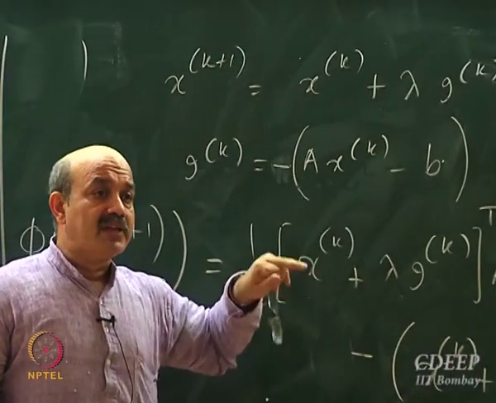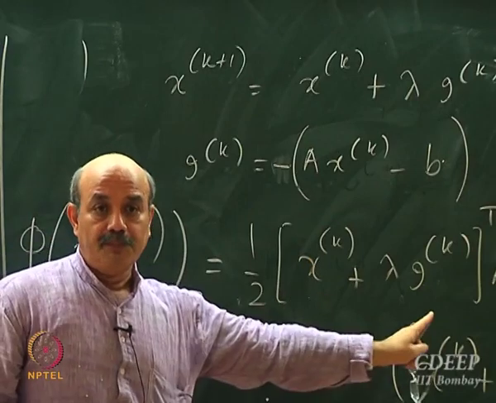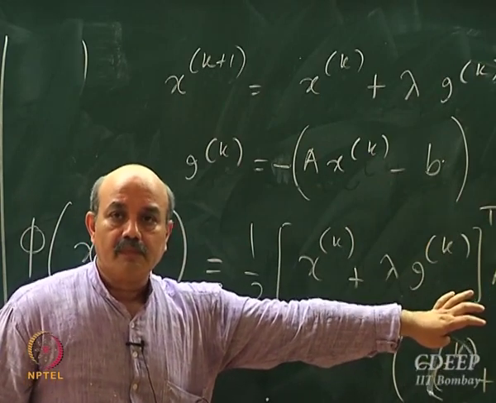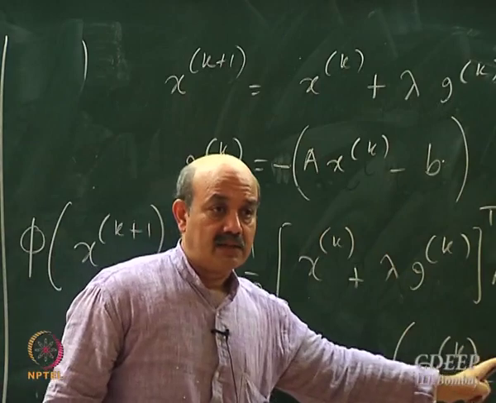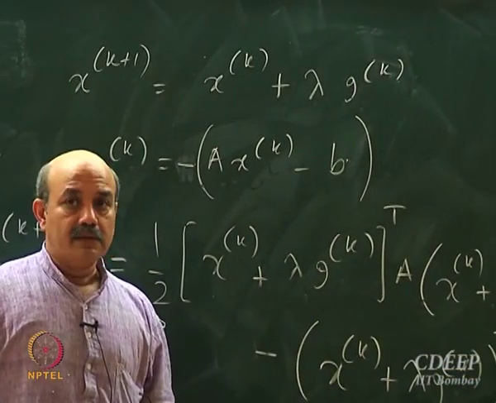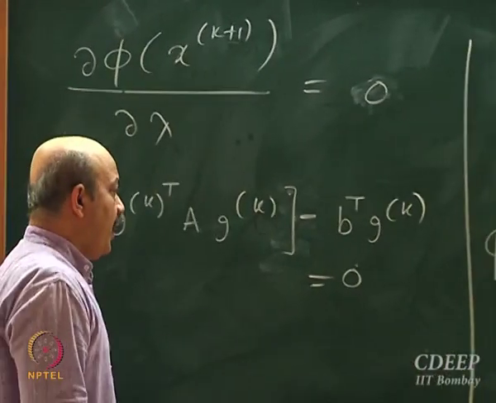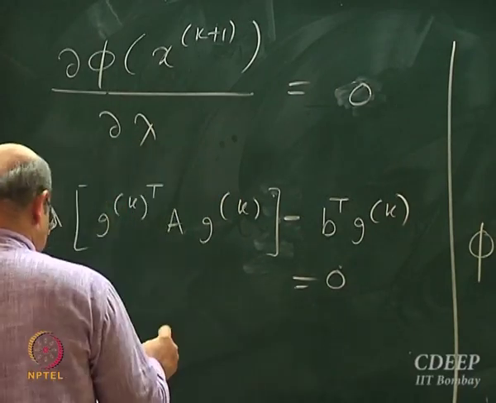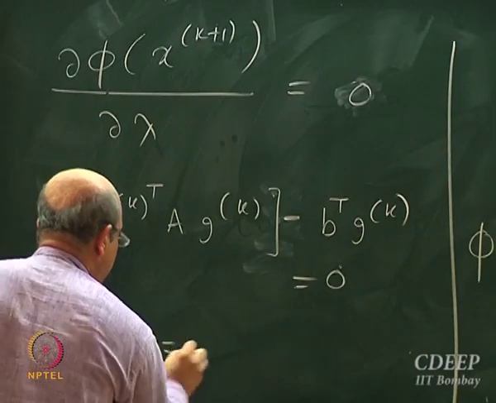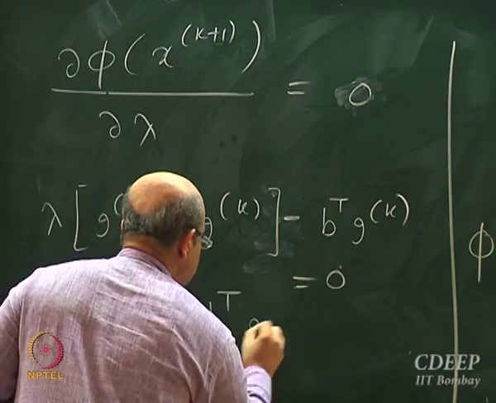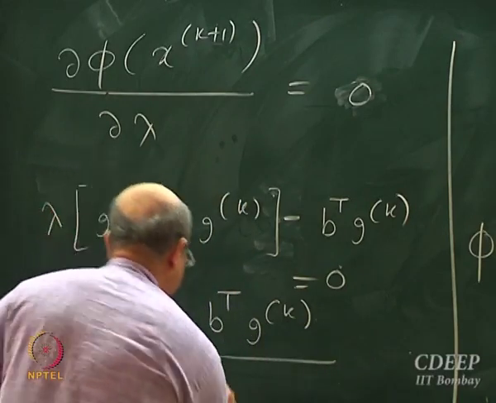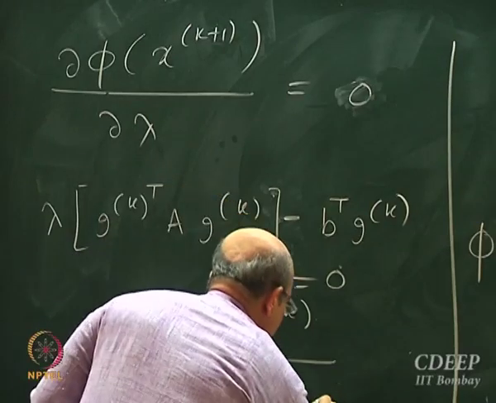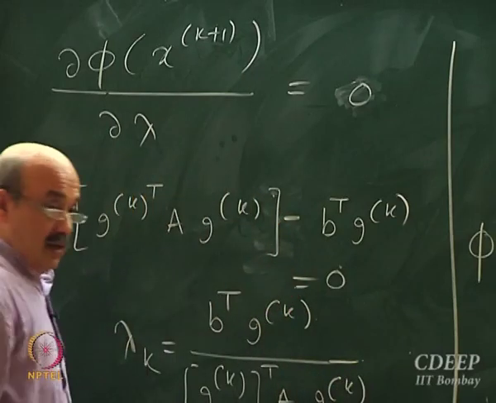If you expand this, you will get only a one variable polynomial, with lambda square, lambda, and a constant, because lambda is a scalar, g is a known vector, x is a known vector. So actually, it turns out that lambda k, which minimizes this, is nothing but b transpose gk divided by gk transpose A gk.